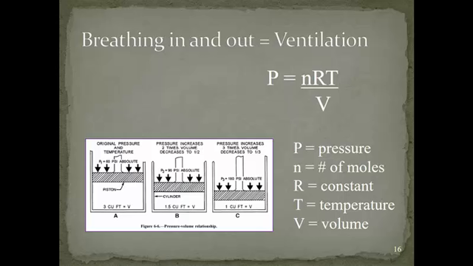We're going to discuss ventilation first. Ventilation is moving air in and out of the body, and it completely depends on pressure. Air moves from high to low pressure. Because we cannot change the pressure in our atmosphere, we can only influence the pressure inside our lung cavity. The only way we can influence pressure is by changing volume.